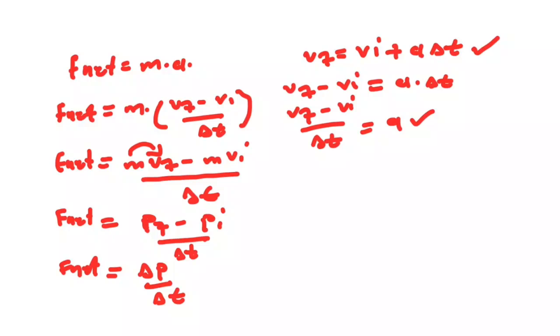Formally, we say that the net resultant force acting on an object is equal to the object's rate of change of momentum. This right here is very important. We're going to use it at a later stage for sure.